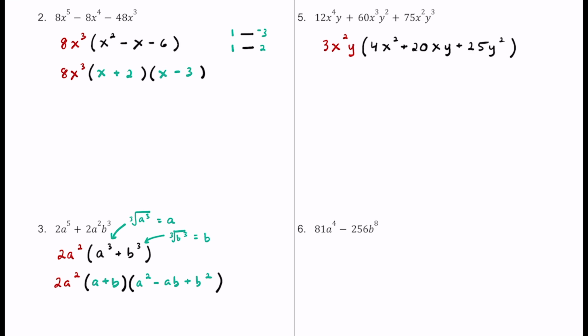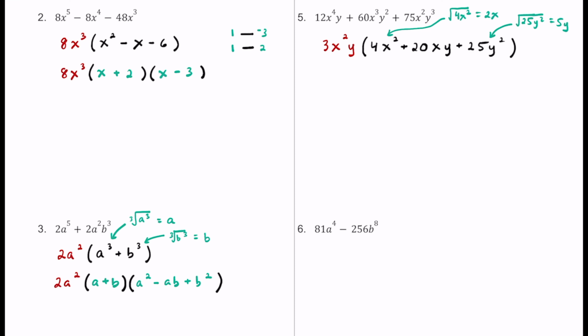So if we take a look at this 4x to the 2nd power, this is a perfect square trinomial, this whole thing together, and I'll show you why. If you can take the square root of 4x squared, then it's a perfect square, and that's going to be 2x. That's the square root of it. And then the last term here, the square root of this 25y squared, that's going to just be 5y. So that's a square root there.